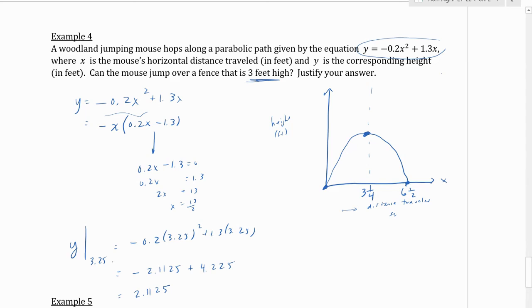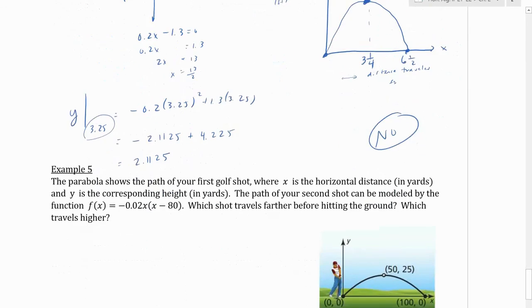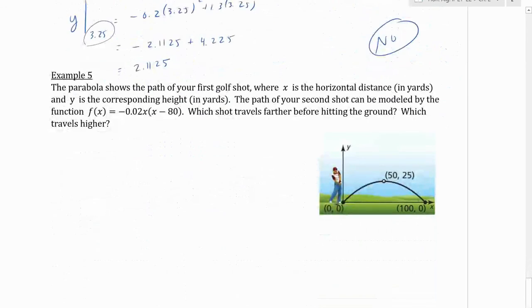Okay, that x got out this y. So at 3.25 feet, it's that many feet high. The question was, can it jump over a fence that's 3 feet high? Well, that's the maximum height it's ever going to reach. No, it can't jump over a fence 3 feet high because it never gets any higher than that. Okay. All right, next one.